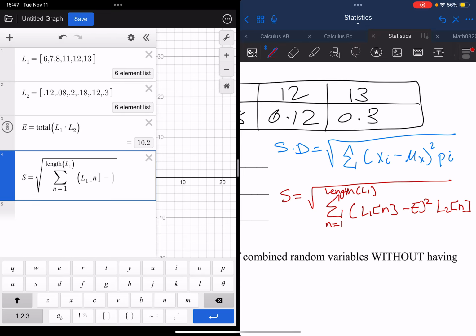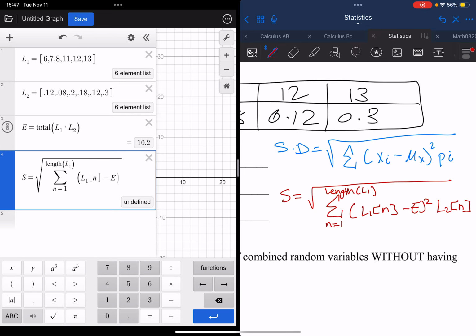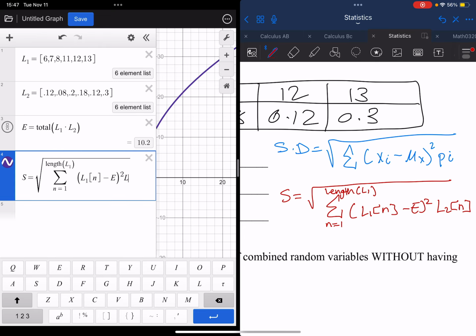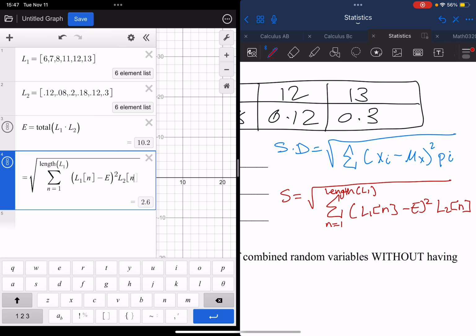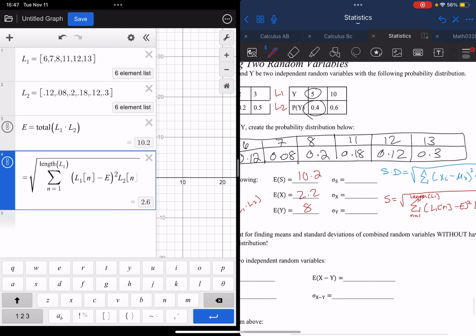Okay, so minus e squared, and then L2, and then bracket n. And so notice here I get 2.6.